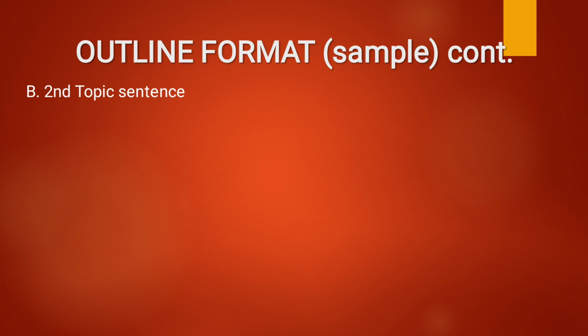So provided in the passage, the second topic sentence talks about effects of teenage pregnancy, then it's going to be like this. B. Effects of teenage pregnancy. Agreed? Good. Now, let us look at the major supporting sentence.